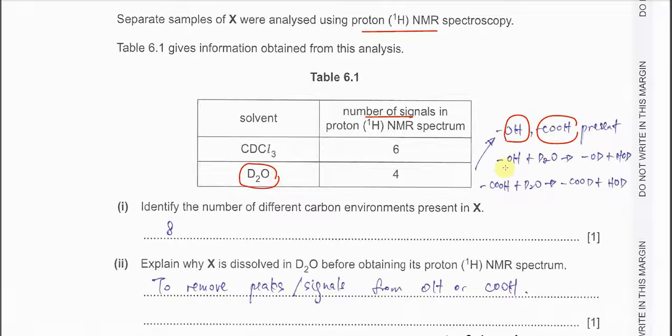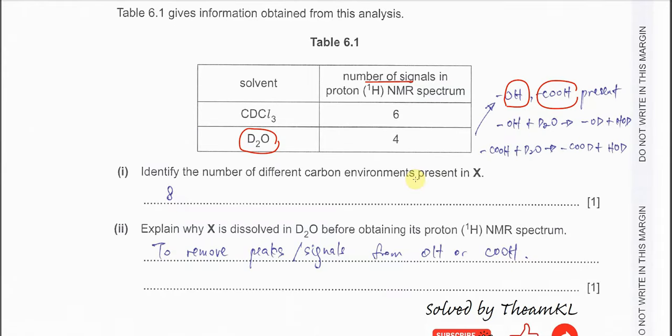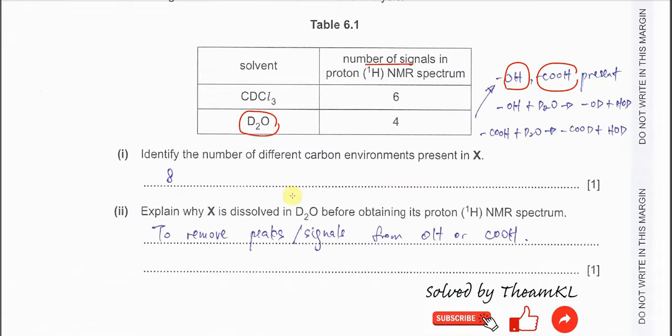So if there is OH, then it will form the OD. OD will not be detected in the proton NMR, and this carboxylic acid would also become COOD. So OD will not be detected in the proton NMR. It's telling us that in the X it might have 2 OH or COOH. That's the hint given by this part.